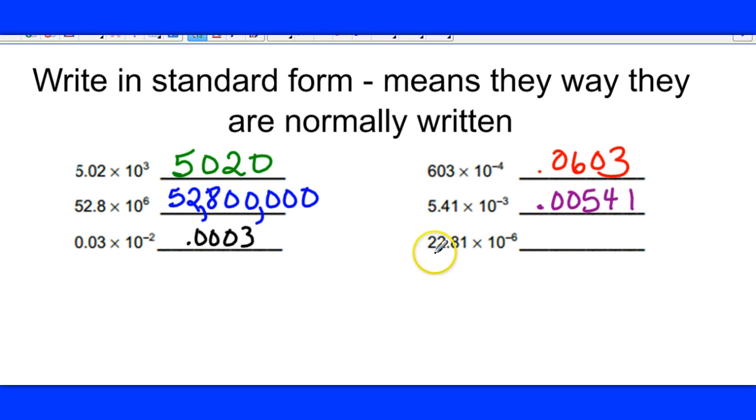And for the last one, I start right here and move it 6 places. So that's 1, 2, and then 4 more places that I need to fill in with zeros, and then fill in the values.